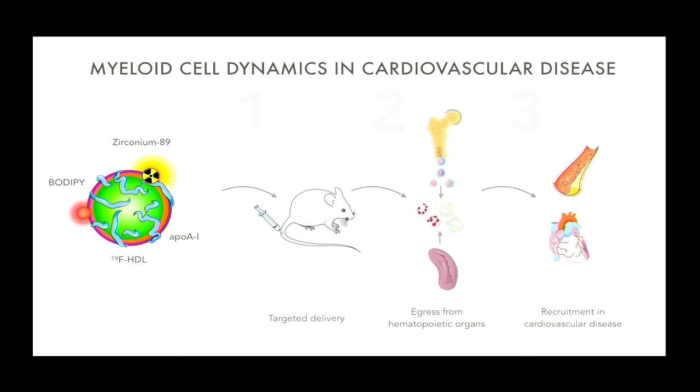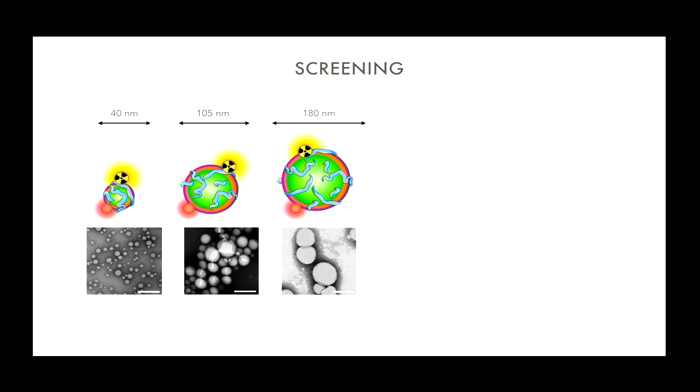So the concept of the study was to investigate our platform in the case of cardiovascular disease. We injected these nanobiologics into a mouse, and they are taken up by the inflammatory immune cells in the hematopoietic organs. And when needed, these cells are then recruited to the site of inflammation and injury, for example to the aorta and to the infarcted myocardium.